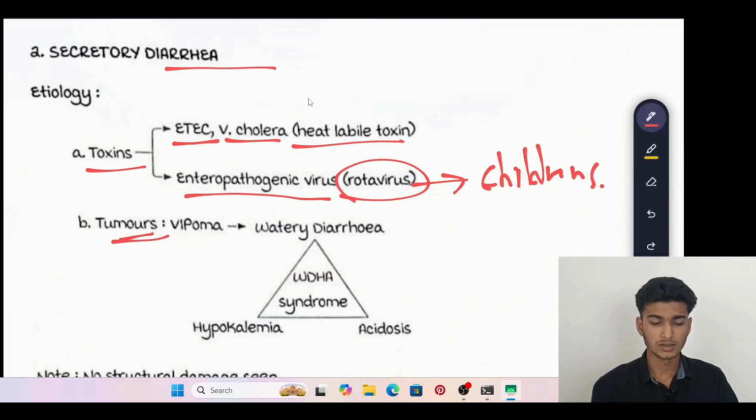Second is tumors. There are majority two types of tumors which are causing the secretory diarrhea. First is vipoma and second is gastrioma. I won't be writing this here. And the symptoms that are present when these tumors are present in the secretory diarrhea are, first, you will find watery diarrhea, second, hypokalemia, and then acidosis. So it is also called WDHA syndrome.